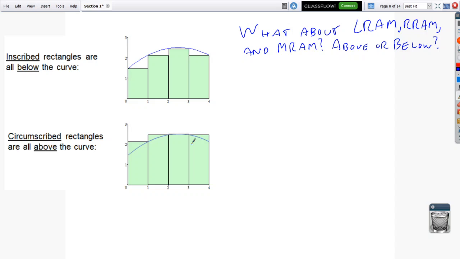Now when we talk about LRAMs or RRAMs, the difference comes when we're talking about increasing or decreasing functions. Now let's look at these in two different sets. So for an increasing function, on the left-hand side, I'll put LRAM, on the right-hand side, I'll put RRAM. LRAM. An increasing function is going to look like this. And in our LRAM, all of our rectangles are going to have the left endpoints on the function.